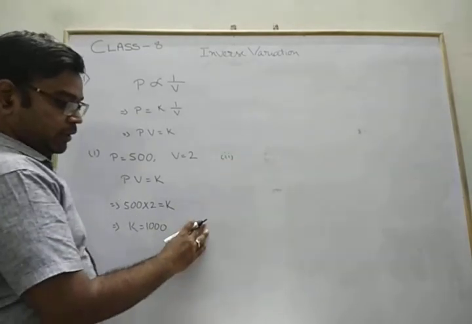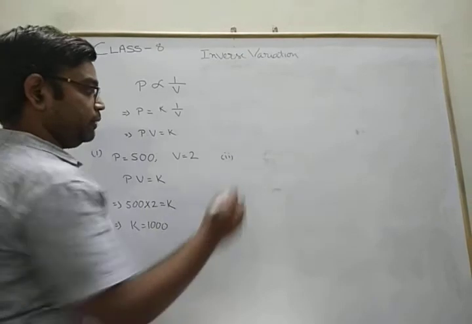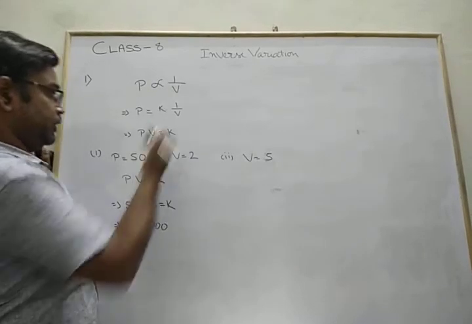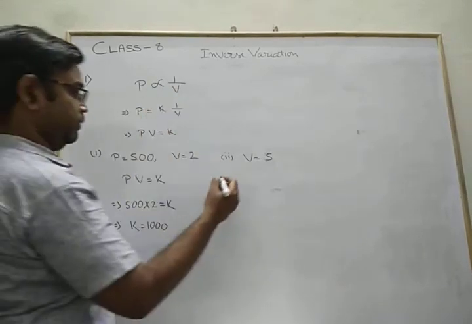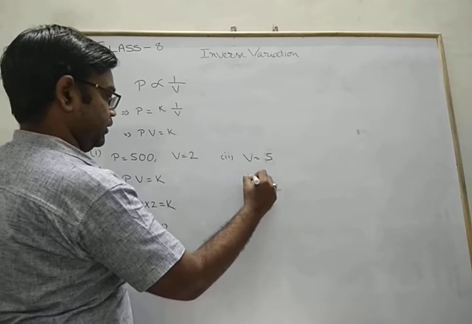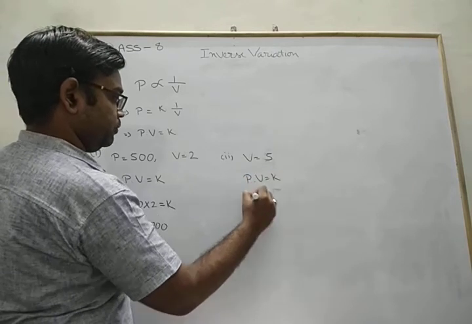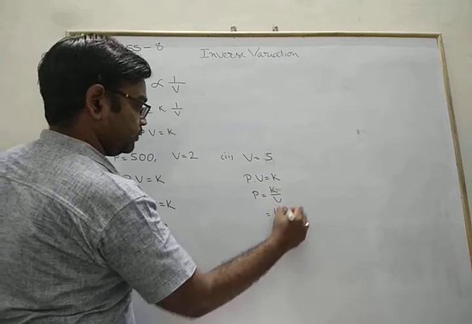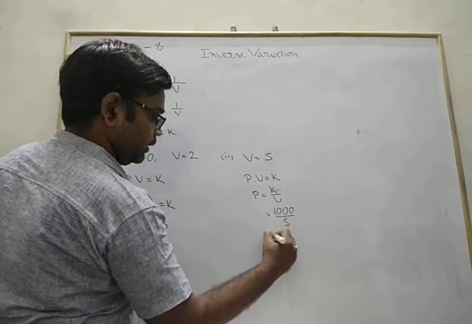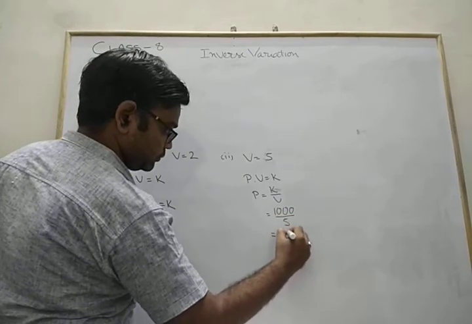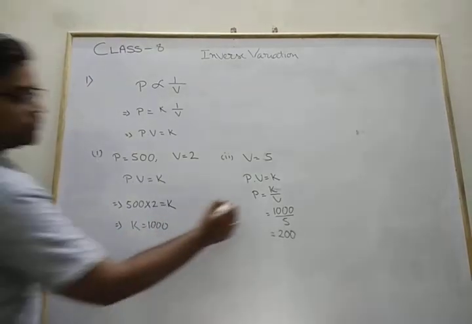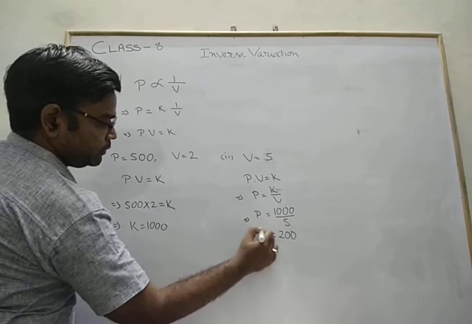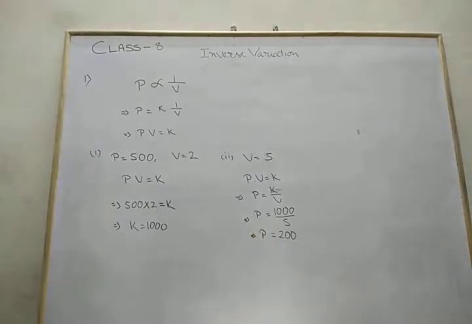In the second part, the value of P is given as 5. We know that P into V equals K, or V equals K upon P. We know the value of K is 1000, and P is given as 5, so V is 200. So this is your solution. This thing is clear.